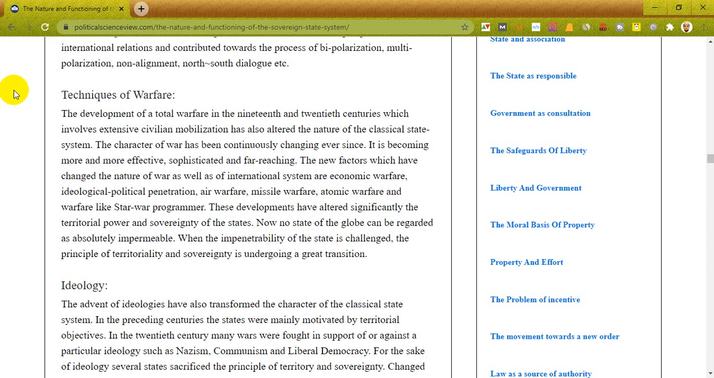These developments have altered significantly the territorial power and sovereignty of the states. Now no state of the globe can be regarded as absolutely impermeable. When the impenetrability of the state is challenged, the principle of territoriality and sovereignty is undergoing a great transition.